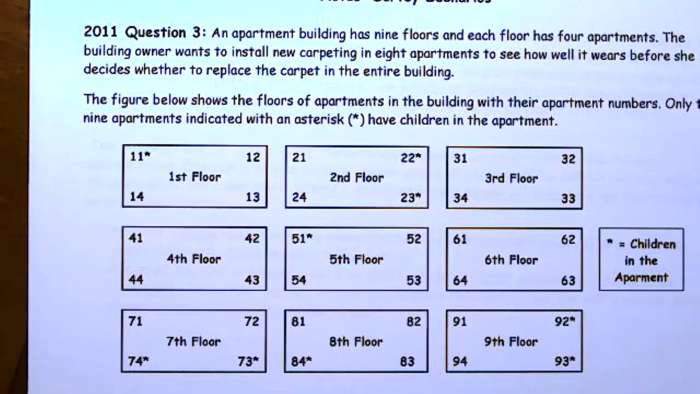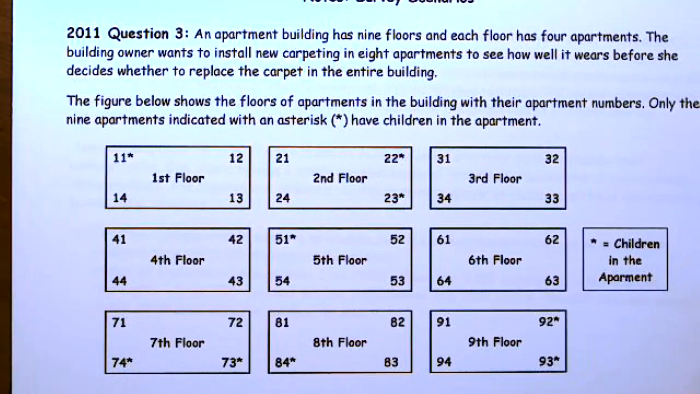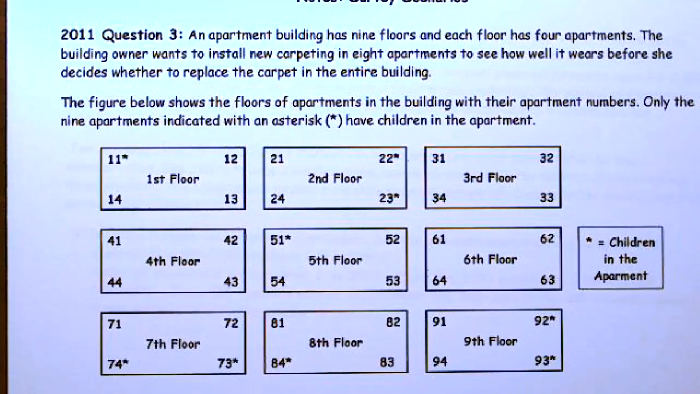Okay, this is an FRQ on surveys and observational studies, and it happens to be a 2011 question 3 AP question. An apartment building has 9 floors and each floor has 4 apartments. The building owner wants to install new carpeting in 8 apartments to see how well it wears before she decides whether to replace the carpet in the entire building.